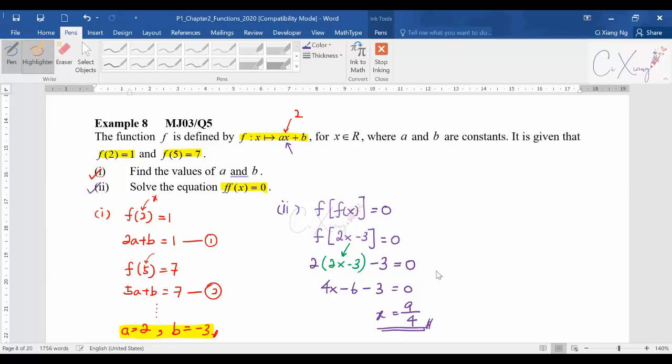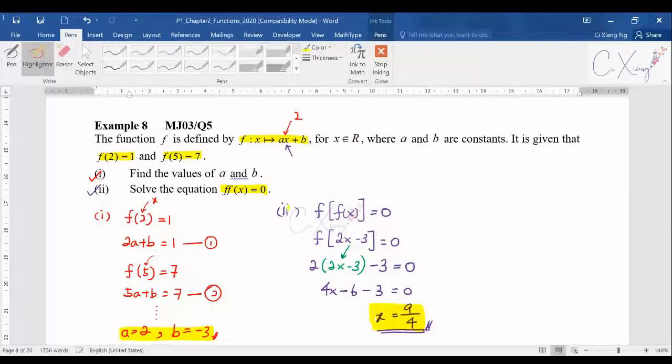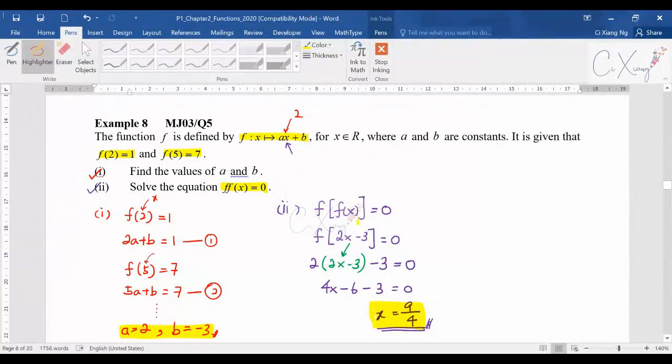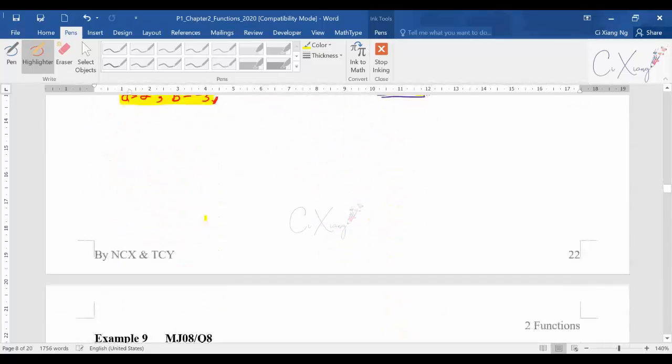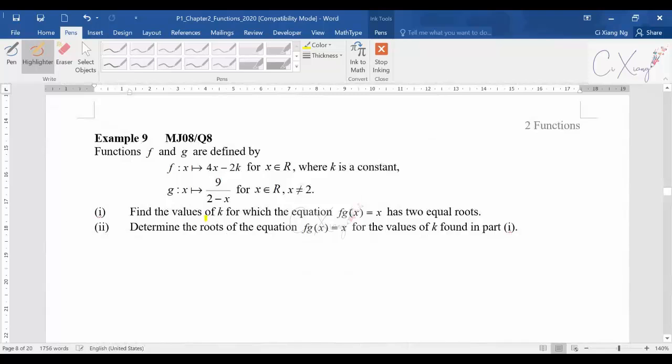Okay, so I believe that all these are very simple to all of you. You can actually try all the examples here first, then only check the answer later. You can pause the video first if you want. Try all the examples, and then only come back to the video to check your answer. All right, so this is what we have for example 8. Then now let's continue to example 9.